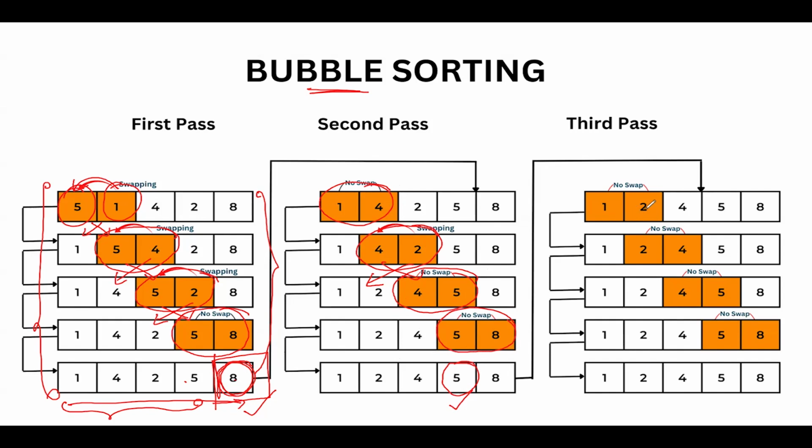So when I come here, as you can see, there is no swap required. Next, I'm going to compare these two, no swap required. Next, I will compare these two, no swap required. Whenever we come across a pass where no swap happened, that will become my termination condition. So I can terminate the algorithm, which means that I have got a completely sorted array.